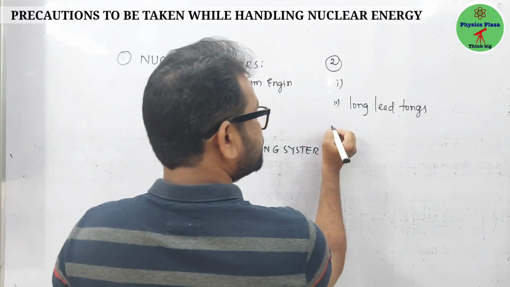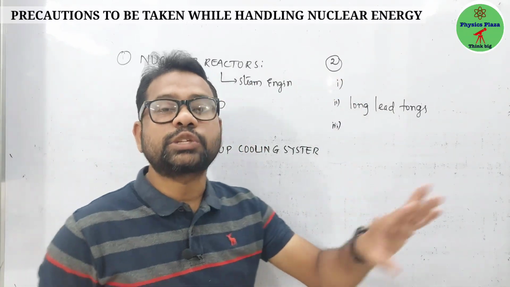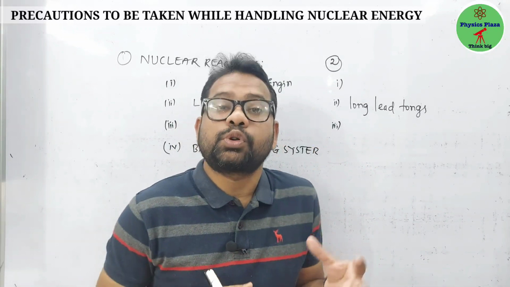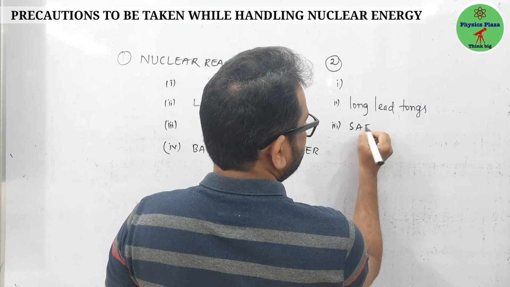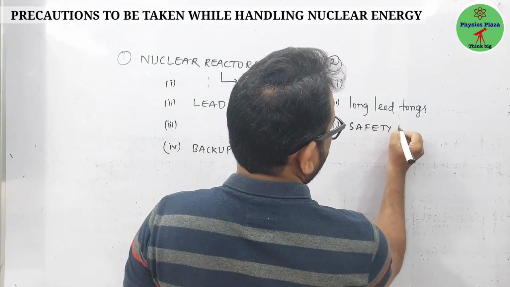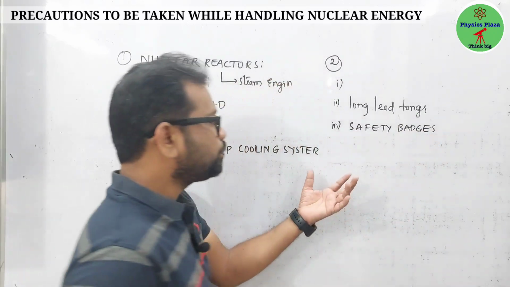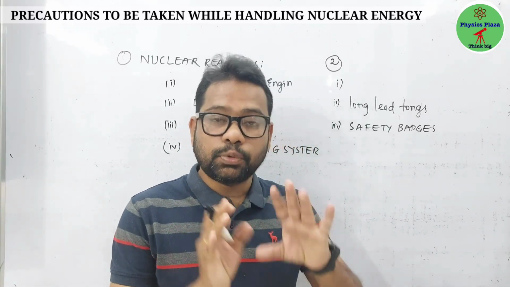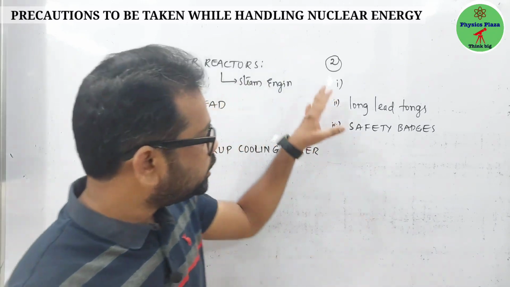Now, in spite of these precautions, the person will definitely get exposed. Then to what extent the particular person gets exposed to the radiation should be measured. For that, the persons must be provided with safety badges, with which we can measure the percentage of exposure to the particular radiation. Okay, children, so this should be taken.